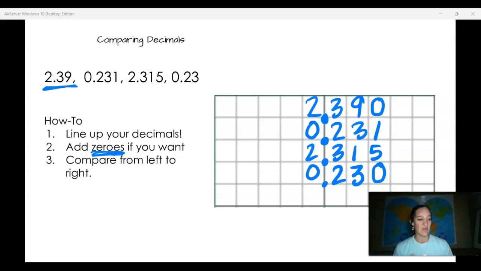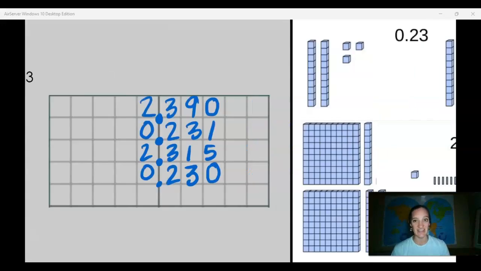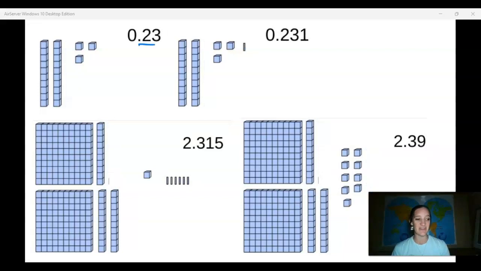Now we can compare these from left to right, but first I want to show you what these decimals actually look like. That 0.23, 23 hundredths, is just 2/10 and 3/100. The 0.231 is 2/10, 3/100, and one tiny thousandth.